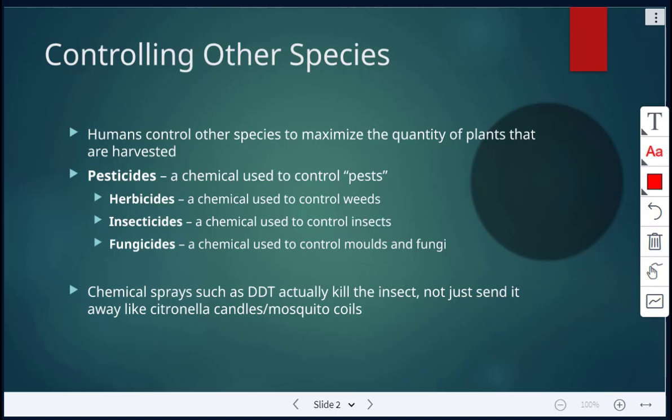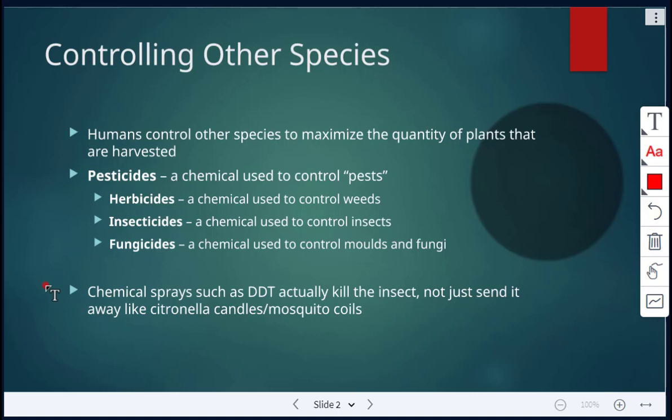So humans, we control other species for farming and agriculture, right? We want to maximize the quantity of plants that are harvested. So pesticides are being used. These are the general category of pesticides, which is a chemical used to control pests. More specifically, there are herbicides, which are chemicals used to control weeds. There are insecticides, which are chemicals used to control insects. And then there are fungicides, which are chemicals used to control molds and fungi.